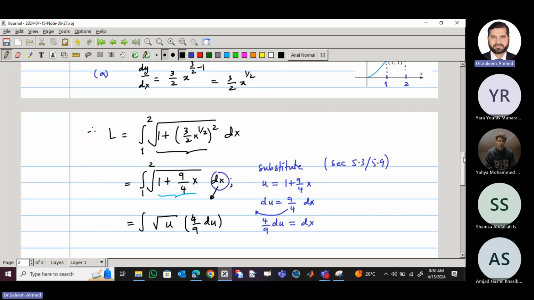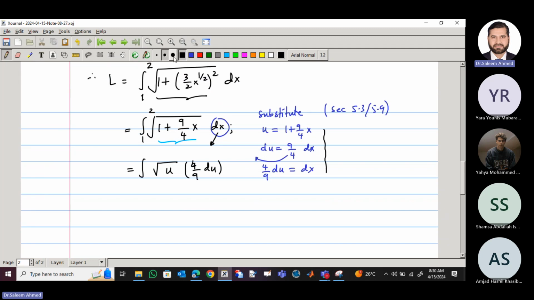So now I should change the limits as well, right? Not just this one. The limits are from 1 to 2. These are the limits for x. If x is 1, your u is 1 plus 9 by 4 into 1. We have to put it here, right? If x is 1, then u is 1 plus 9 by 4. So that is 13 by 4. And when x is 2, then u is 1 plus 9 by 4 into 2. So 2 2s are 4. So that becomes 11 by 2. So my limits become 13 by 4 to 11 by 2. Okay. So these are my limits.